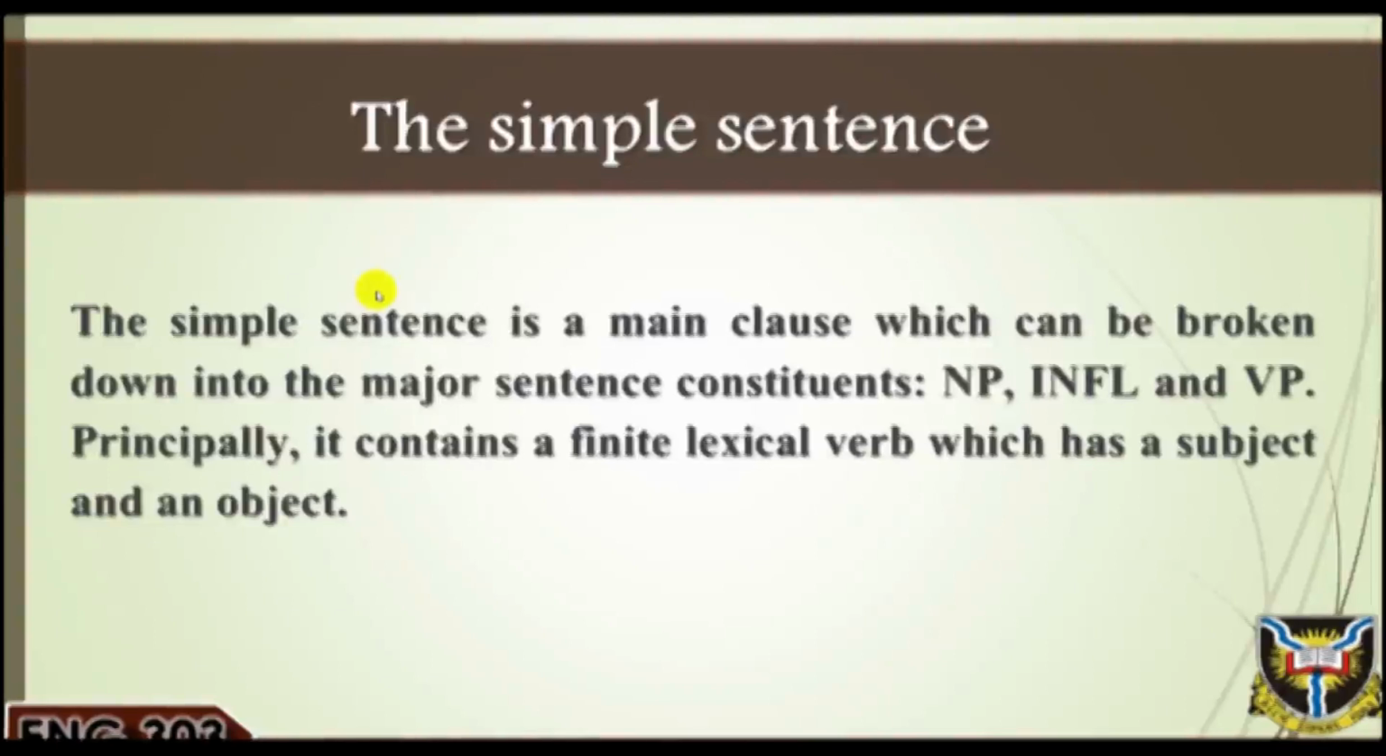Content. In terms of structure, the major types of sentence are simple, compound, and complex sentences. In this section, we shall look at the components of each.